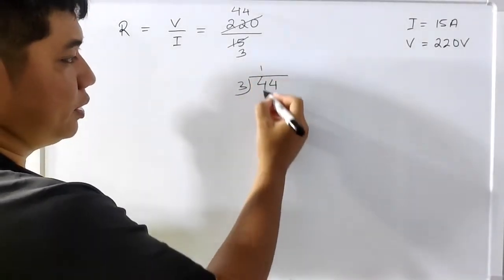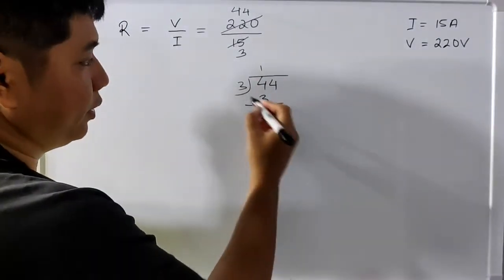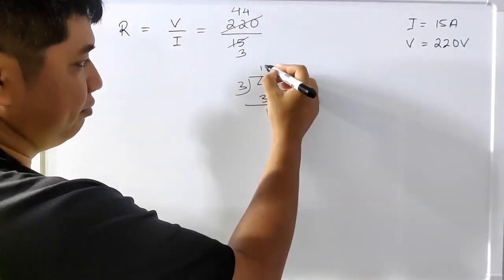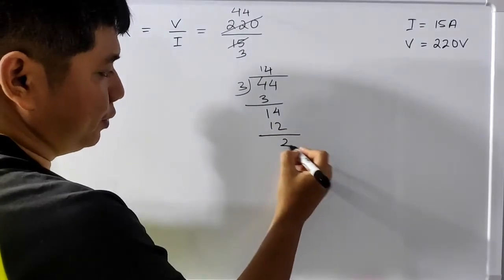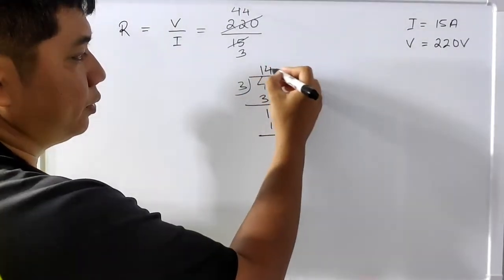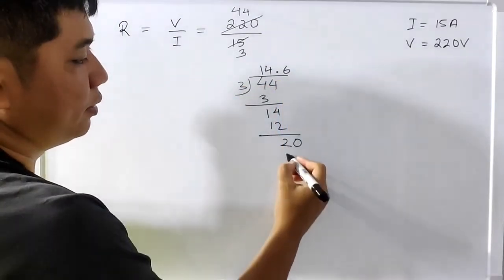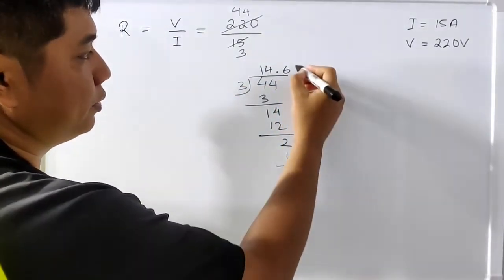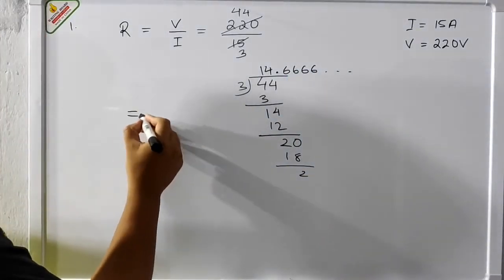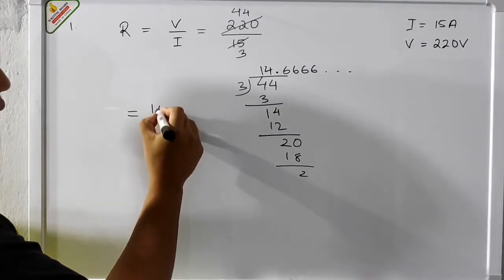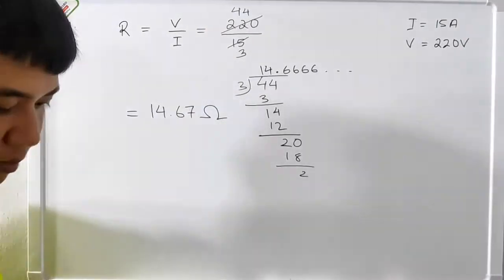3 ones are 3, 4 minus 3 is 1. Then we can take down 4. 3 4s are 12, remainder 2. It cannot divide, so there will be a decimal point. 3 6s are 18, again 2. So it will be 666. The resistance of the conductor is 14.67 ohm.